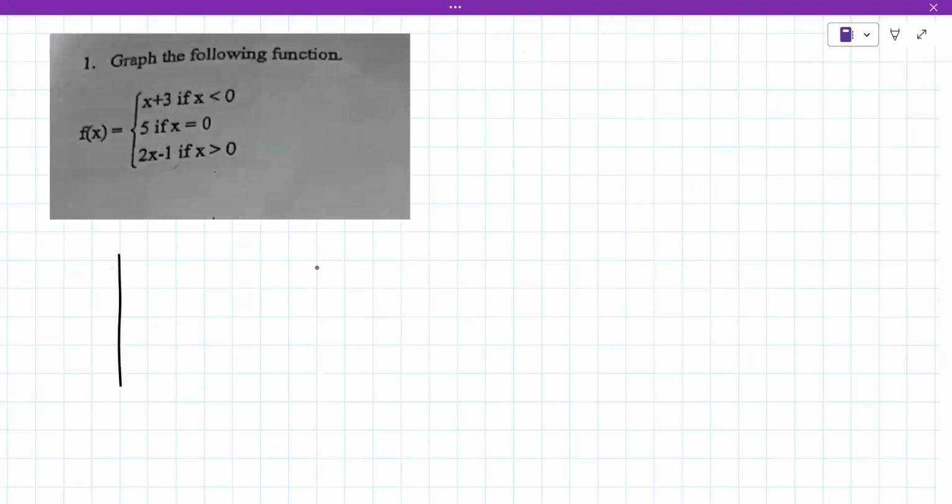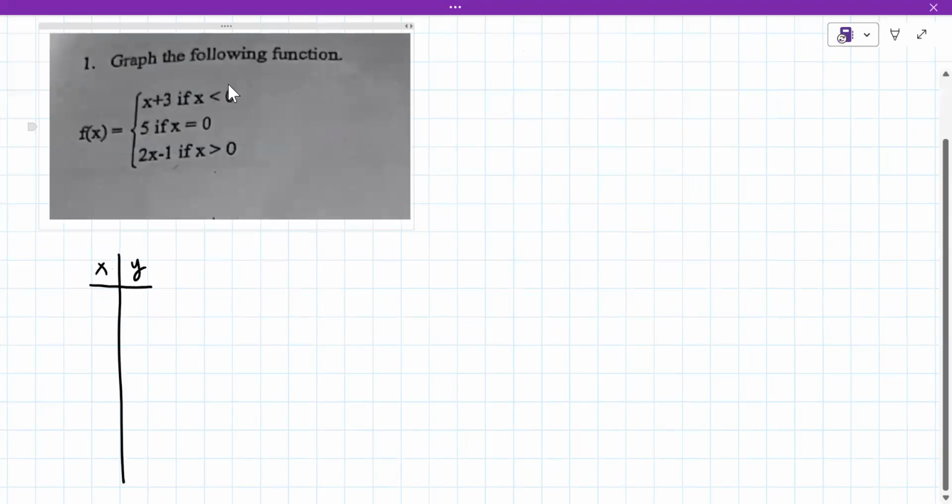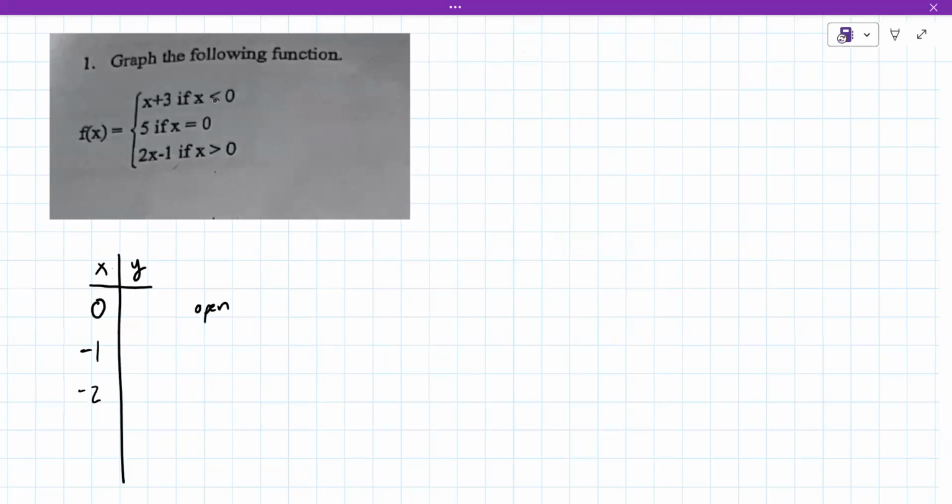Three graphs, and for the first one I'll say a table makes the most sense here, X and Y. It's good for values less than 0, but you start at that value anyway, and you maybe indicate that it's an open circle there, even though it's not included. It's kind of like right up to that, and then you just have to choose a couple of values smaller than it, so maybe like -1 and -2, and you're putting those into the function, that X plus 3. So you'll get 0 plus 3 is 3, -1 plus 3 is 2, -2 plus 3 is 1.